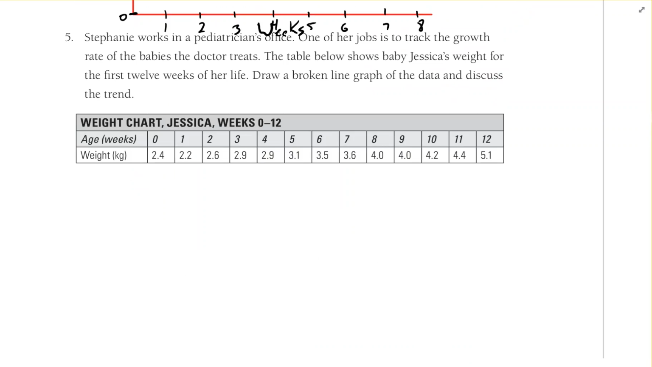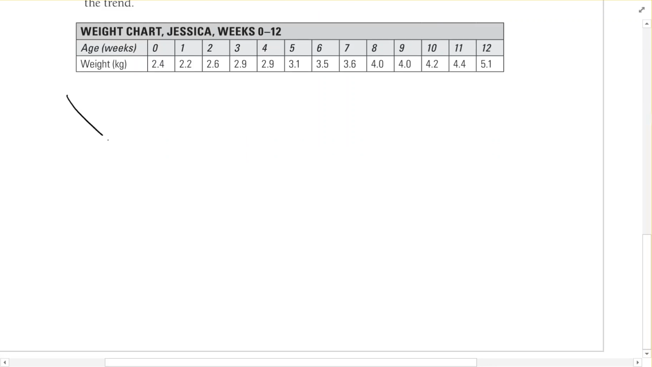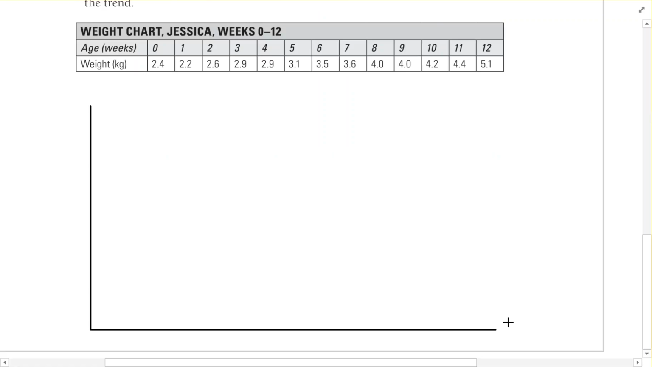Okay, next one here. Let's make another graph. Oh, that's not it. One minute. There we go.